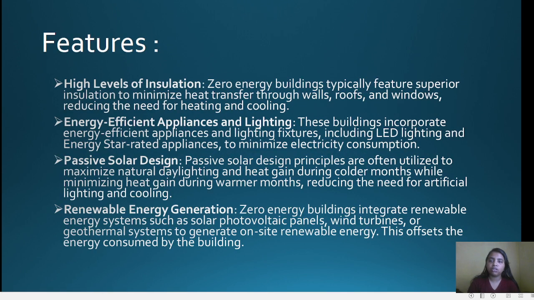Let me look over the features. High levels of insulation. Zero energy buildings typically feature superior insulation to minimize heat transfer through walls, roofs, and windows, reducing the need for heating and cooling.